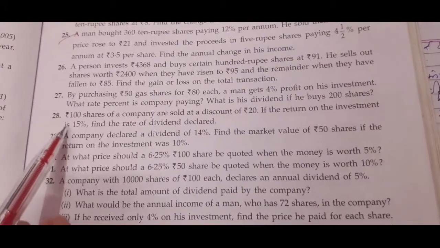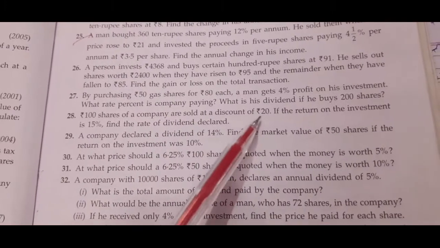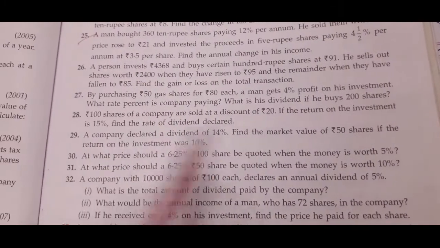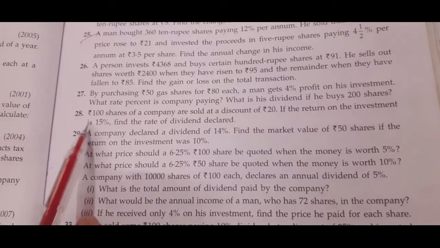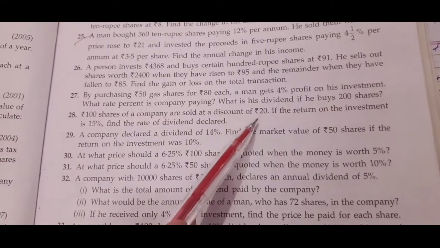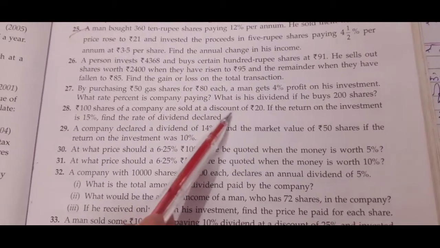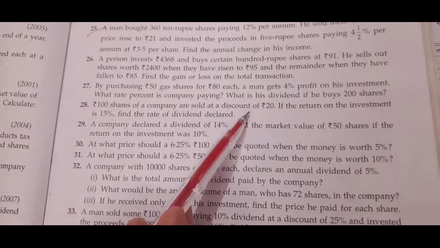Question number 28. Rupees 100 shares of a company are sold at a discount of rupees 20. Now try to understand from the first line what is given. What comes to our mind? First thing is that the face value of each share is 100 rupees, but the share is at a discount of rupees 20. It means market value is 100 minus 20, that is rupees 80.